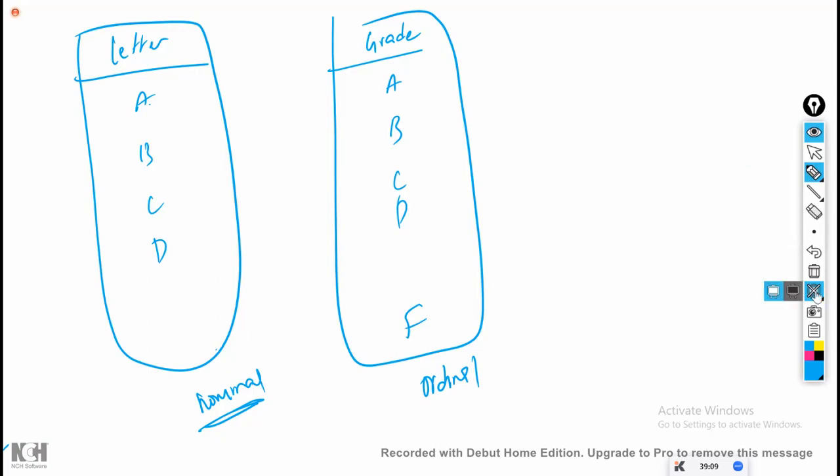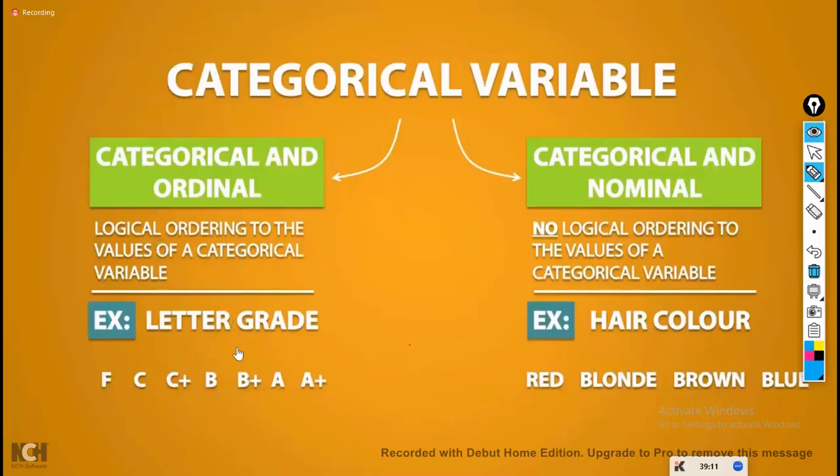So these same letters, whatever the letters are there, letter grades are considered as ordinal data. Now, the example of hair color is nominal data, because they are just names, color names. Wherever names are there, all the names are nominal only.